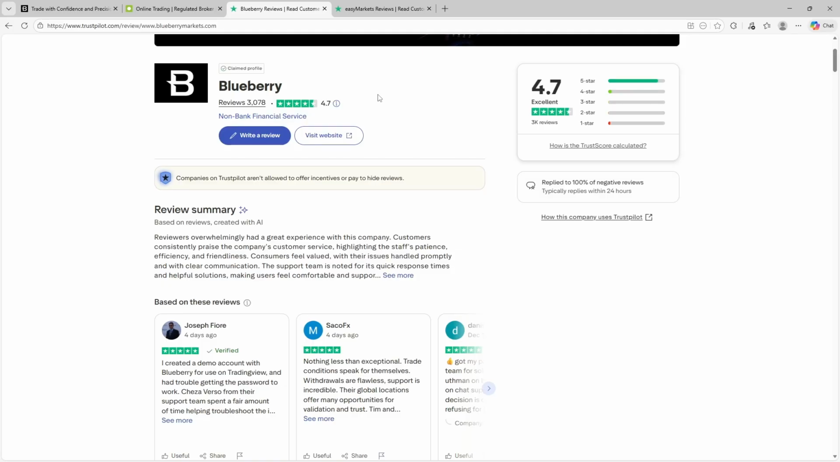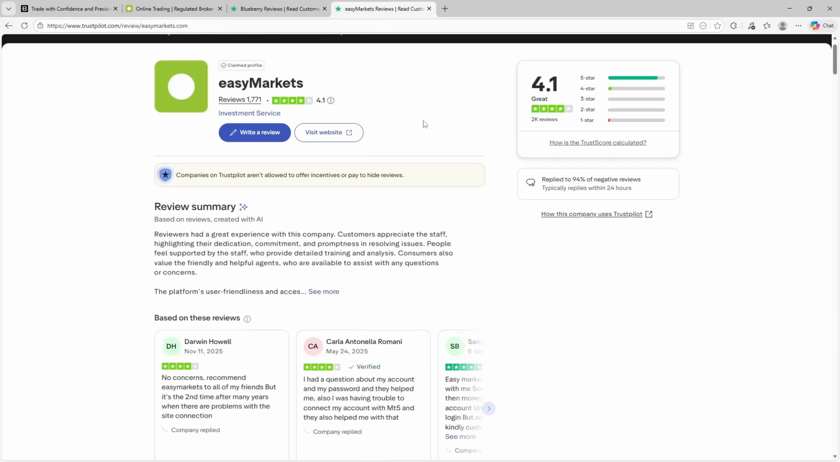easyMarkets holds a Trustpilot rating of 4.1, with users commonly praising helpful staff, clear communication, strong education, and a supportive trading environment, while some criticism focuses on wider fixed spreads and limitations for advanced strategies.